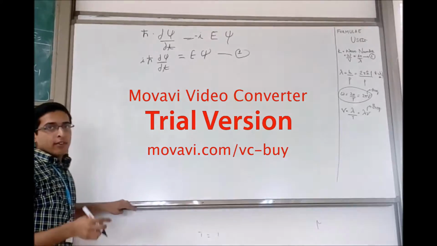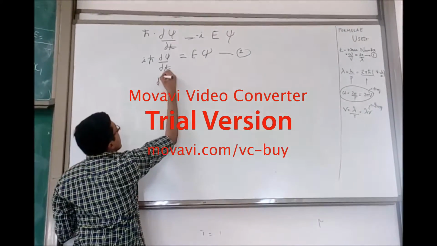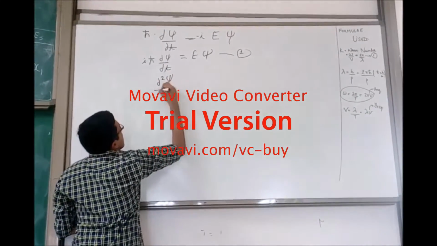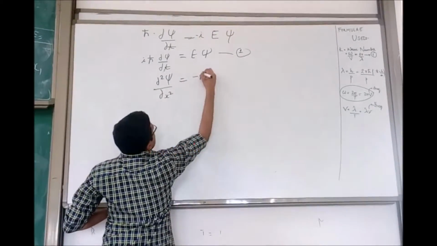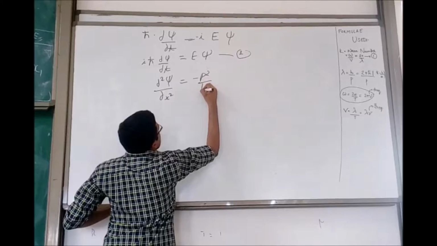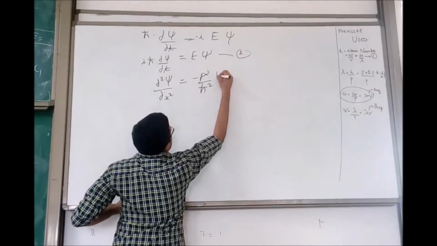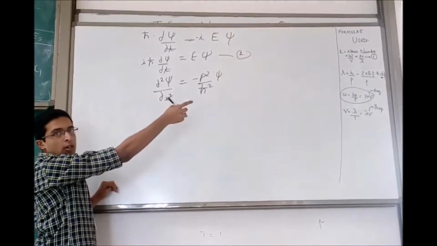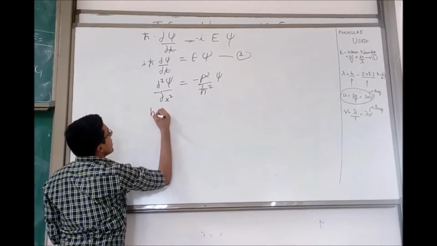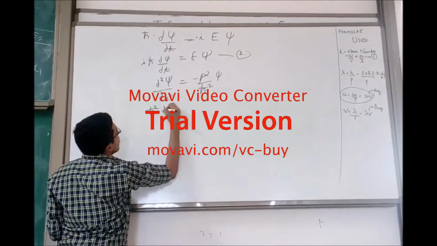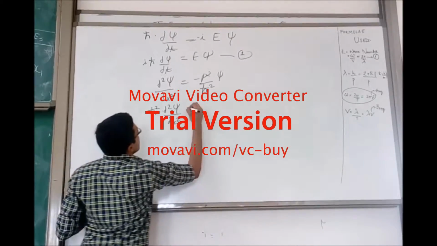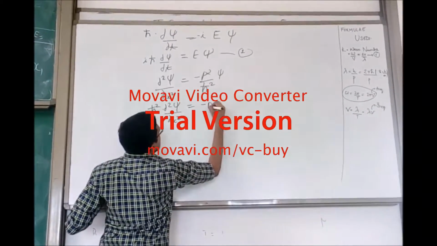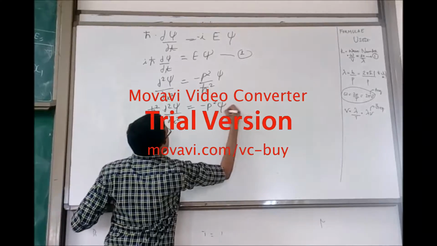Now as we already found out, d square psi by dx square is equal to minus p square by h cross square psi. Cross multiplying this, we get h cross square d square psi by dx square is equal to minus p square psi.